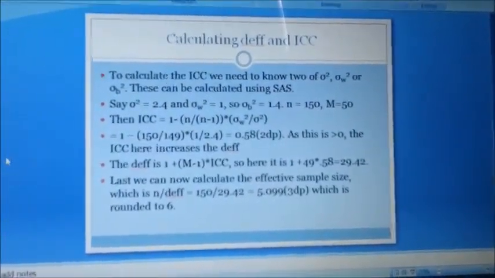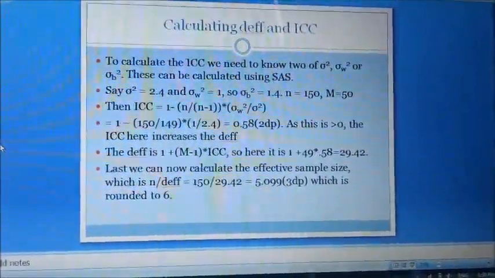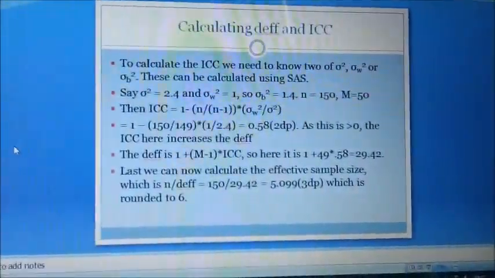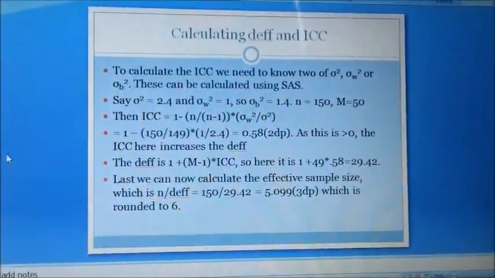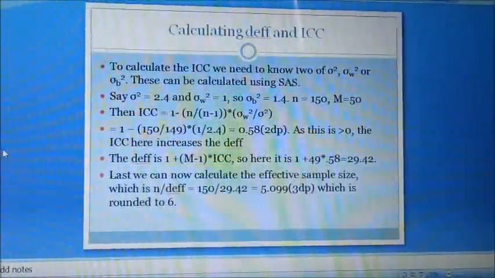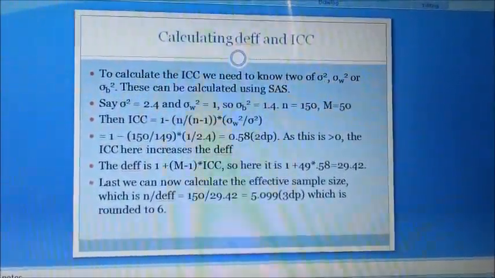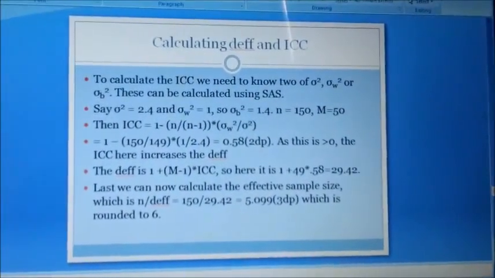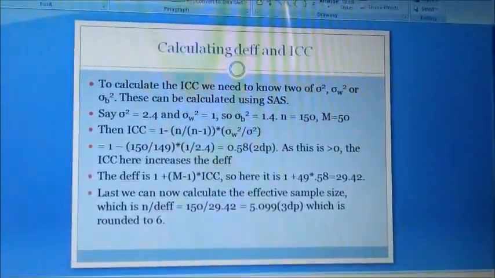To calculate the ICC, we need to know the variance within clusters and the variance between clusters. Sorry, that's all variance, not standard deviation. And all of this can be calculated using SAS. So let's say that we have a total variance of 2.4 and a within cluster variance of 1. We can figure out from this, since total variance equals within variance plus between variance, that the between cluster variance is equal to 1.4.